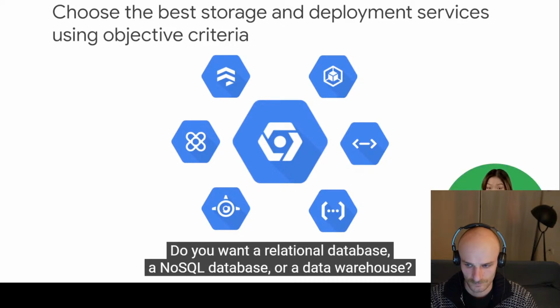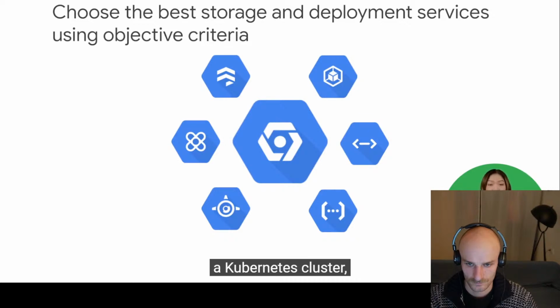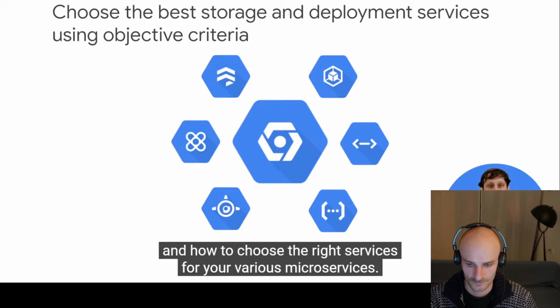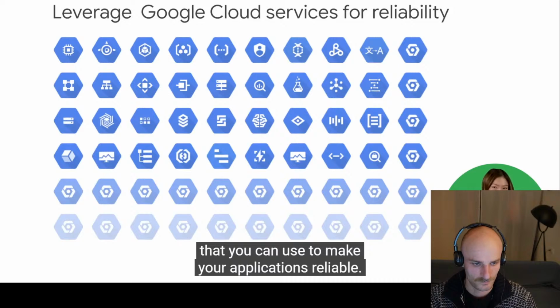Do you want a relational database, a NoSQL database, or a data warehouse? You also need to consider your compute platform. Do you want to deploy your apps to virtual machines, a Kubernetes cluster, or an automated platform like App Engine? You will learn what the factors are and how to choose the right services for your various microservices. Google provides many services that you can use to make your applications reliable.